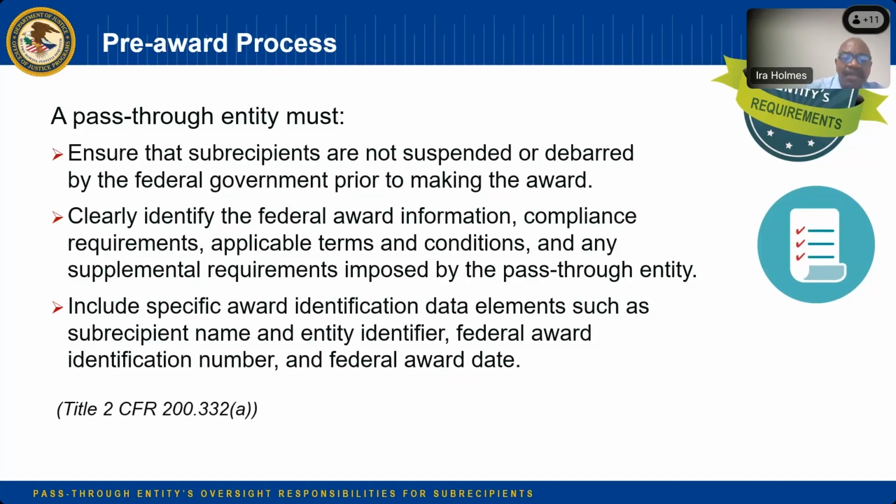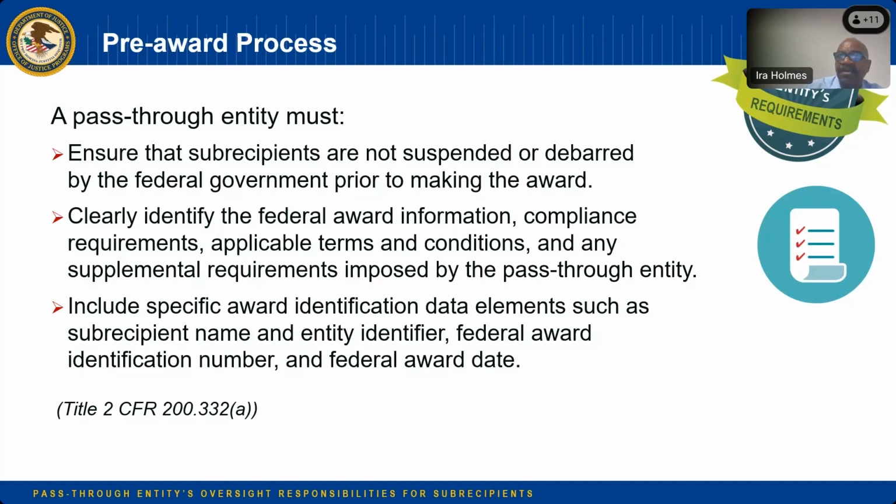Again, in the pre-award process, you must ensure that subrecipients are not suspended or debarred by the federal government prior to making an award. Now, it's not a part of the Uniform Guidance, but away from the pre-award process, it is a good idea to follow up and recheck to see if your subrecipient has, subsequent to the award, been suspended or debarred. You can find that out on sam.gov, and you can find that out anytime, even after award.